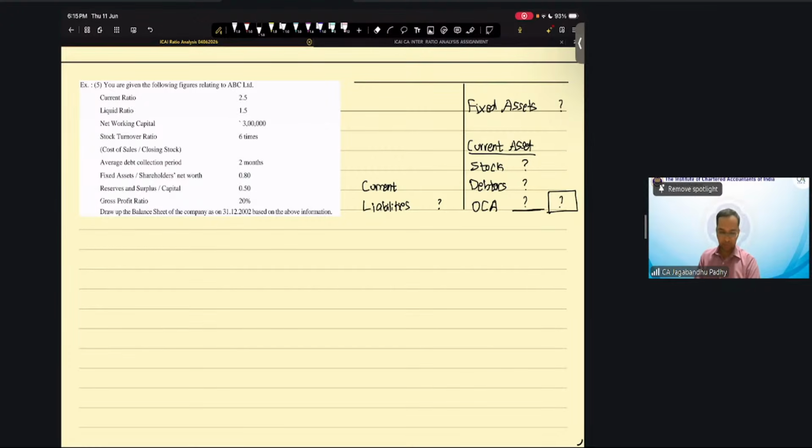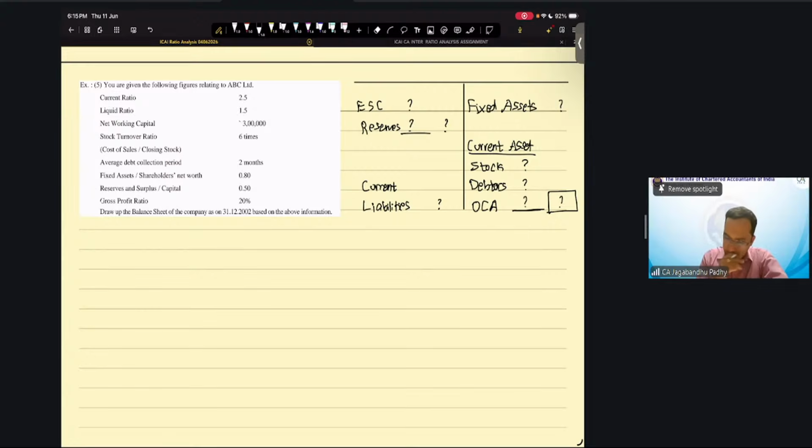Fixed assets value. And since we have the shareholders' net worth, it is to be computed. Also reserves and surplus. So we'll say equity share capital is to be computed, and also the reserves. Then you take a total, which will be the net worth or shareholders' net worth in totality. Okay, so this is how we compute the values of the balance sheet. You can say these are the items that we need.